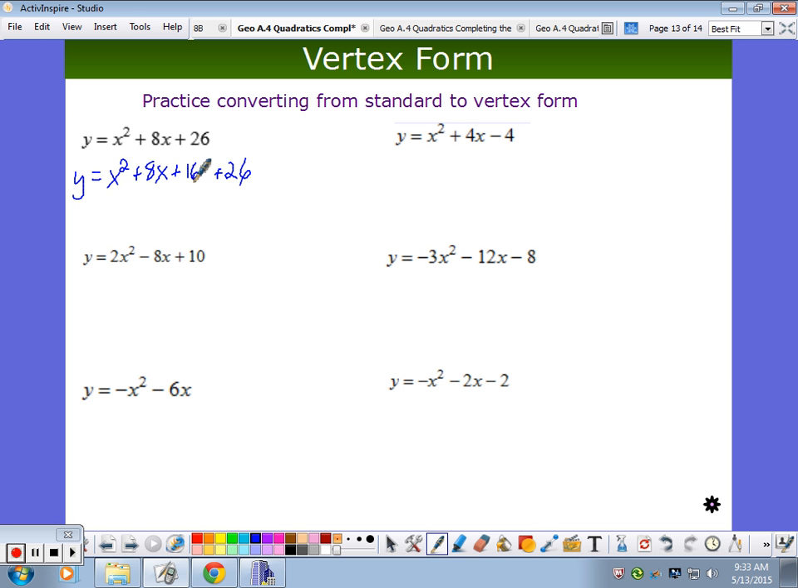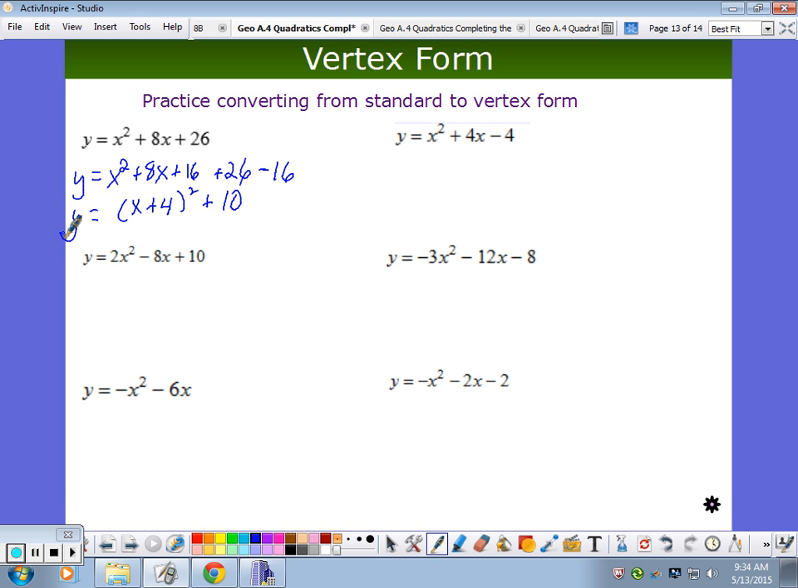Now, if I add 16 here, somewhere along the line, I've got to subtract 16. Don't forget to do that because you need to be writing this down, my friends. We are going to actually have summatives on this. You need to write this down. Okay. And so now I'm going to take this thing and write it as its binomial square. And then what is 26 minus 16? 10?